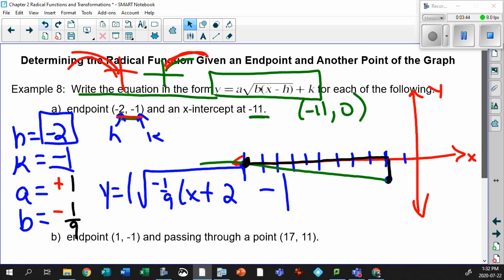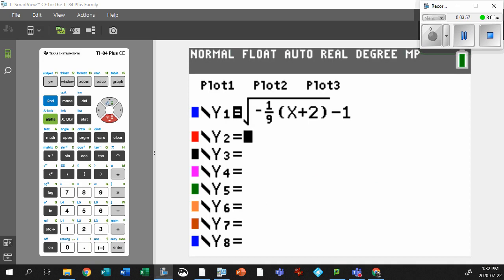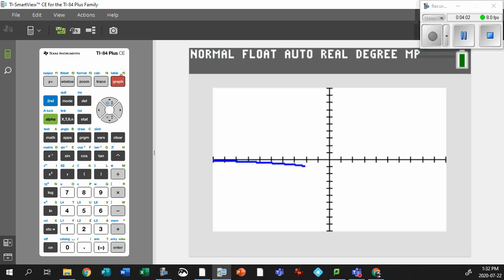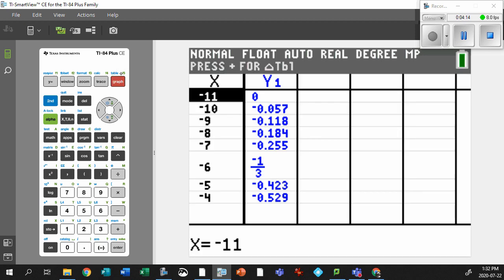Okay, let's see if this works. Best thing to do, pop this into your calculator like that. Beautiful. See if this point shows up. See if that point shows up. Let's go. Let's see what it looks like. So I put it into the calculator. There it is. There's the -1/9. There's the x plus 2. There's the -1. Let's graph this thing. Eesh, that looks terrible. But how can you tell if that -2, -1 is there, and of course that -11, 0 is there? Second table. Look at the table. Oh, hey, look. There's that -11, 0.